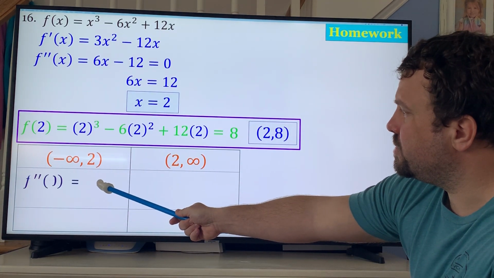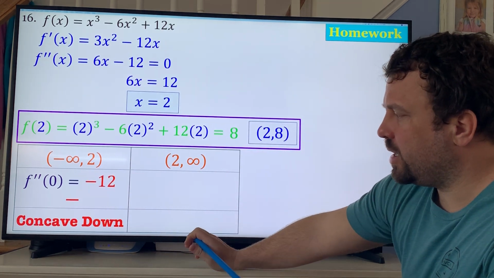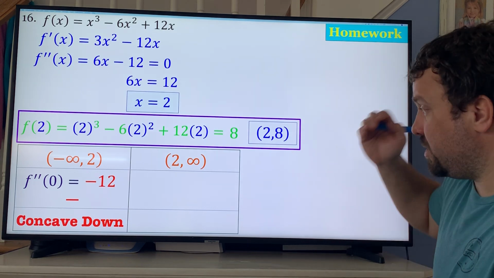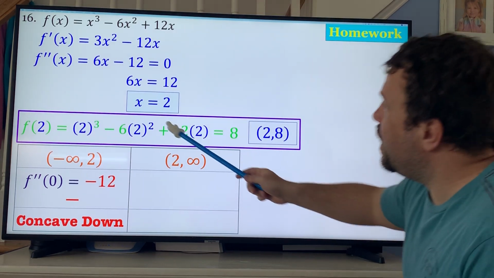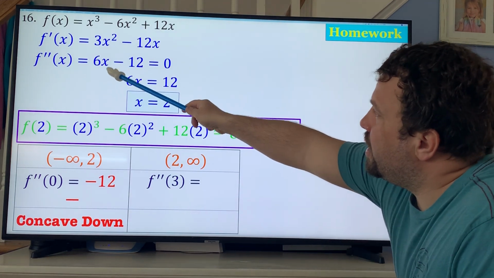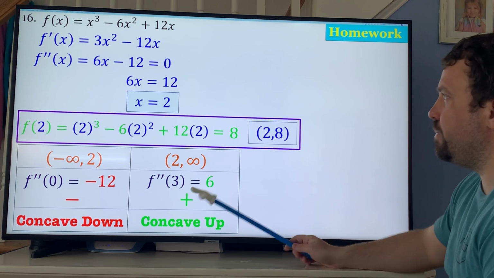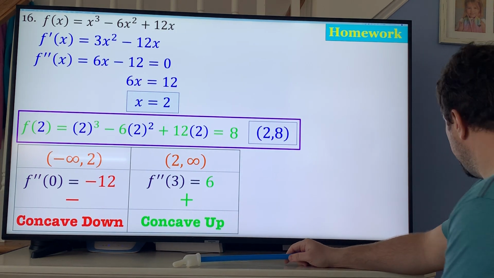F of 0, right? Good. 0 minus 12 is negative 12, a negative number, concave down. See, I'm just doing all these in my head too. My computer's over there. All right, next one, 3. 18 minus 12 is 6. 6 is a positive number, which is concave up. All right, we're doing good.